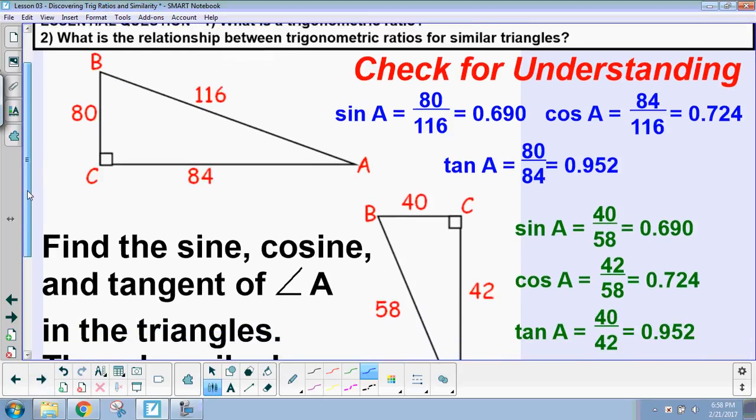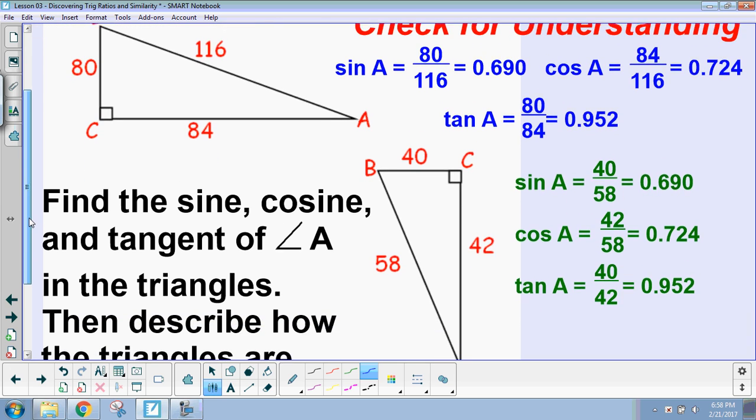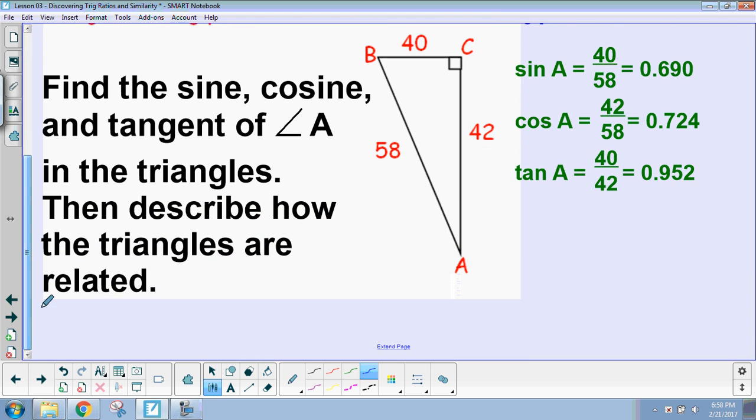Alright, this goes into complementary angles. I'm going to do that tomorrow. You'll work hard on this.